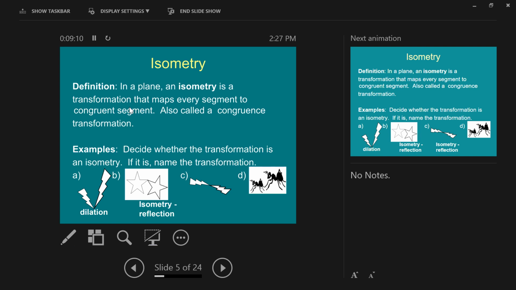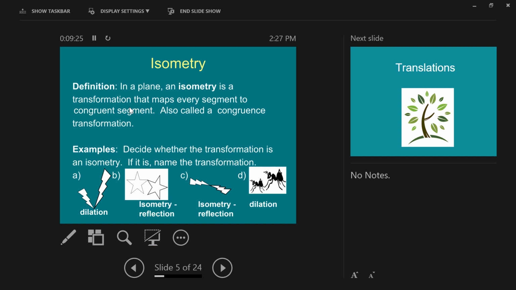Okay, what are they showing us on C? Reflection again. So would that also show it? Good. And what about D, the one with the ants? Dilation. And would those be congruent? No. Just for the shapes, that's what we got. Okay. Once you got that, go ahead and turn to the next page.